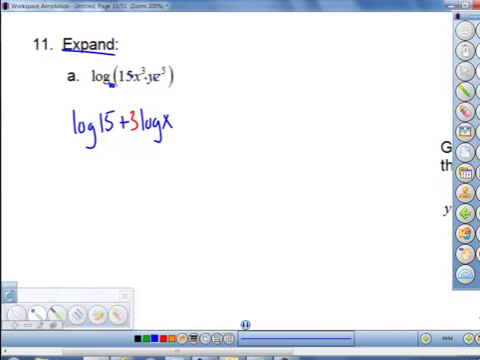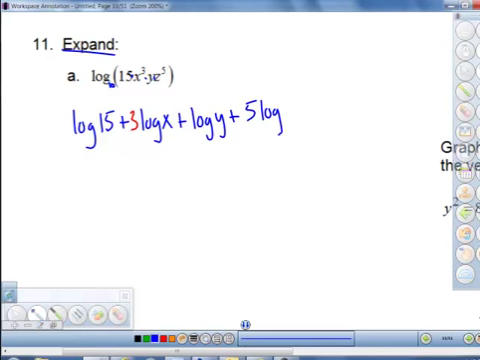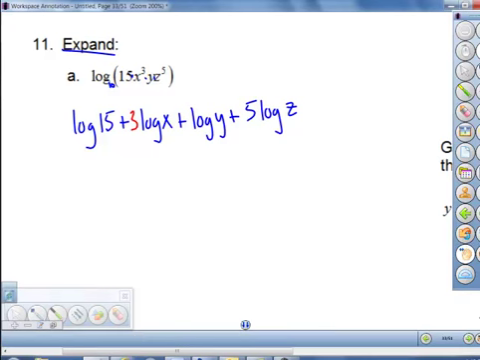All right, now we're going to look at the next since it's multiplication. So that's plus, now log y, and then plus, see how we have the 5 right here? So that's going to be a 5 log z. Okay? Now that's expanded all the way. You can't go any further. Okay?